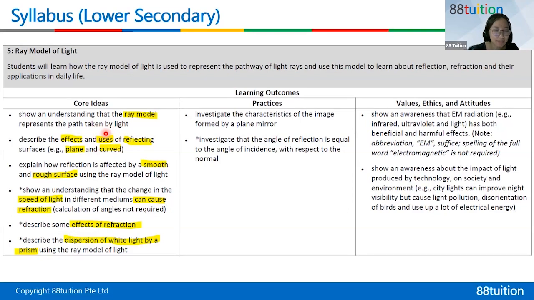There are different types of mirrors. And the type of reflection depends on whether the surface is smooth or rough, and you need to explain using the ray model of light. I have the picture in the subsequent slide. Then a change in the speed of light can cause refraction. You don't need to do calculation or angles. Calculation of angles is only in upper secondary, whether you take pure physics or combined physics. For set 1 and set 2, calculation or angles is not required.